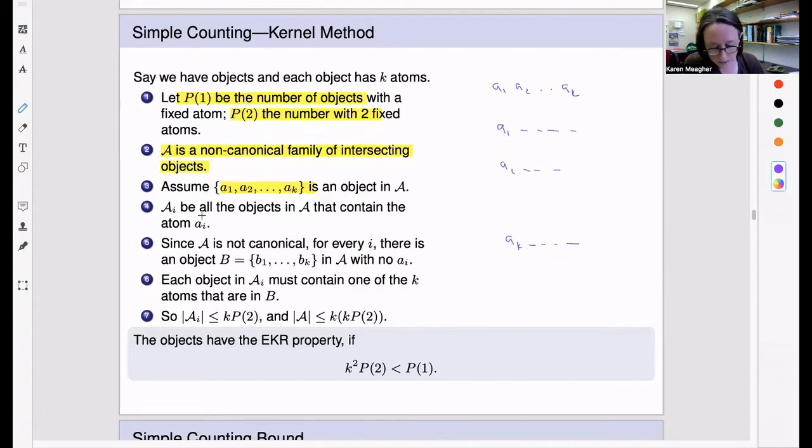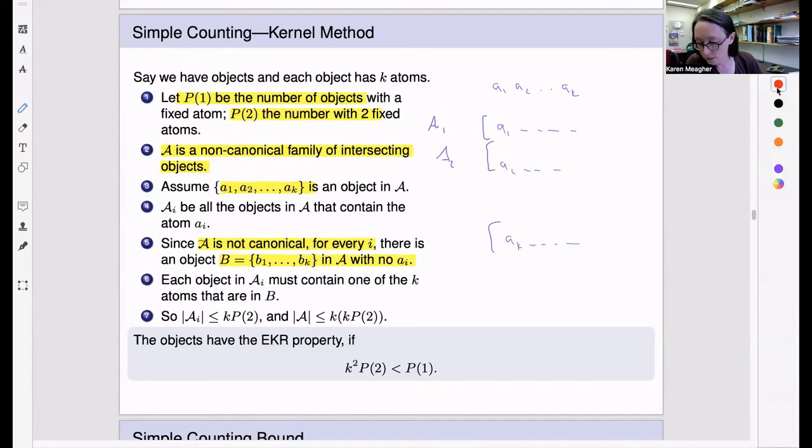So my set system is not canonical. So for every i, there's some object that doesn't have a_i. So every object in my set system has one of a_1 to a_k. So I can take my set system and put them in different piles. This first pile are all the guys that have one, all the guys that have two.